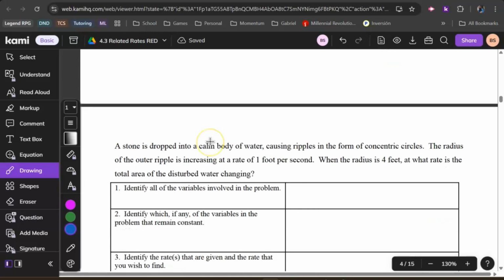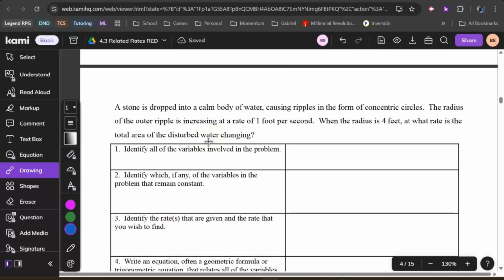All right, let's try this again. A little bit different scenario. We've got a stone, we're dropping it in a calm body of water, causing ripples in the form of concentric circles. The radius of the outer ripple is increasing at a rate of 1 foot per second.